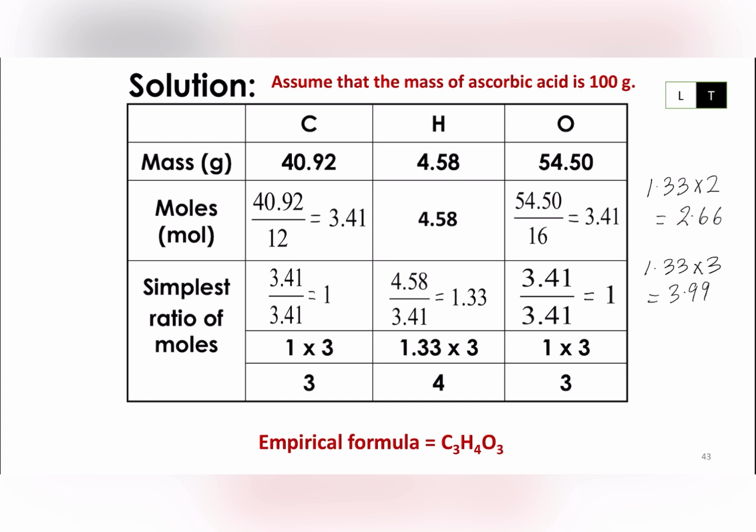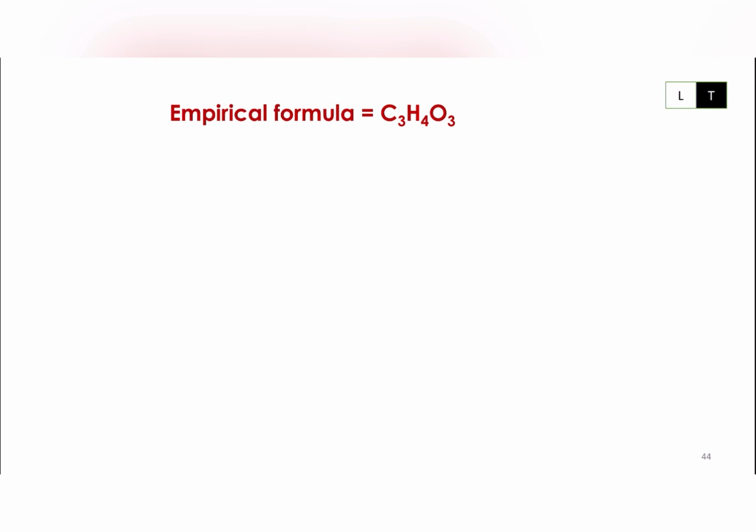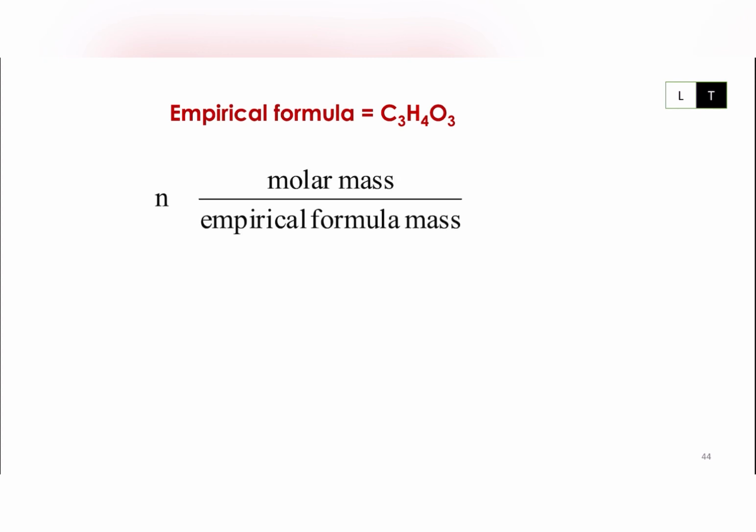Don't forget you have to show the molecular formula. So I'm going to continue. The empirical formula that I got here is this one. So I have to determine the n value first. n equals molar mass over empirical formula mass. For the molar mass, it's given in the question, 176, and then over 88. So you will get 2 as the value for n.